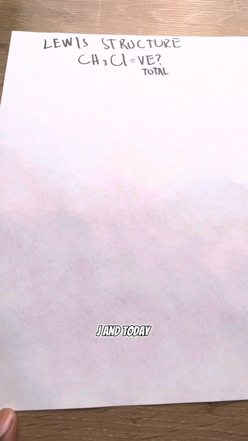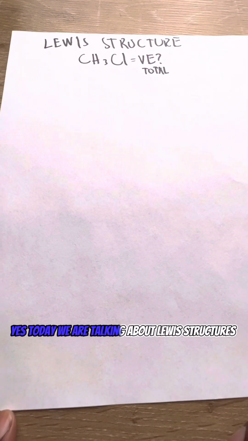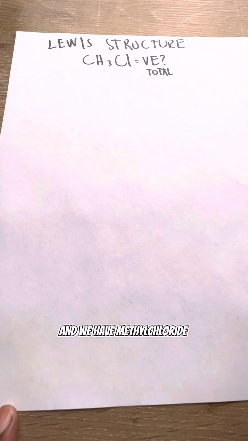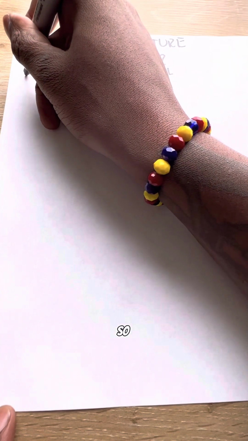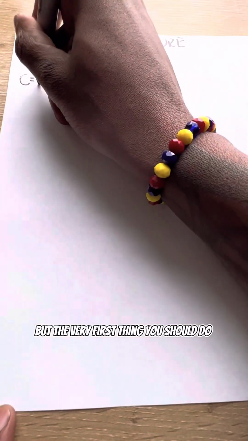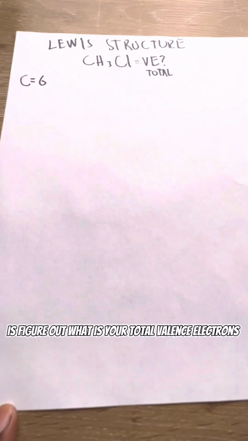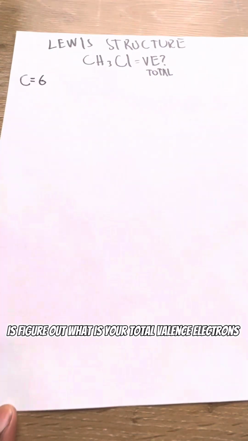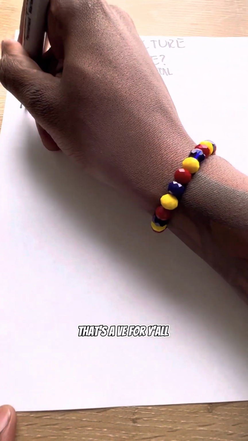It's Dr. J, and today we are talking about Lewis structures, and we have methyl chloride. So with Lewis structures, there's a couple of different ways you can do this, but the very first thing you should do is figure out what is your total valence electrons. That's that VE for y'all.